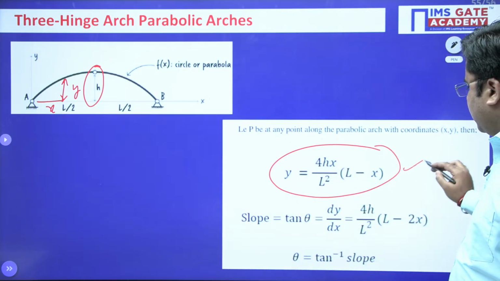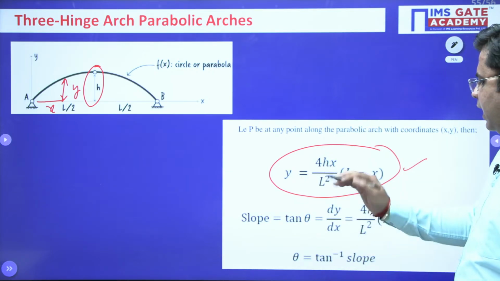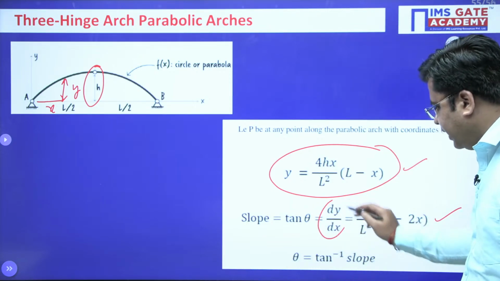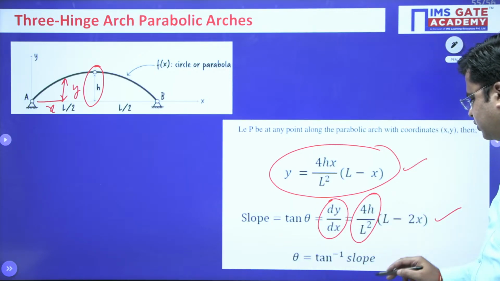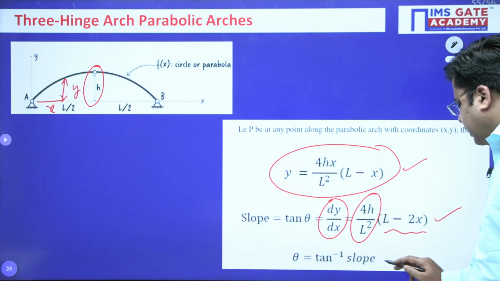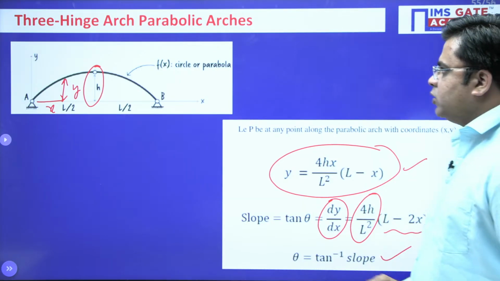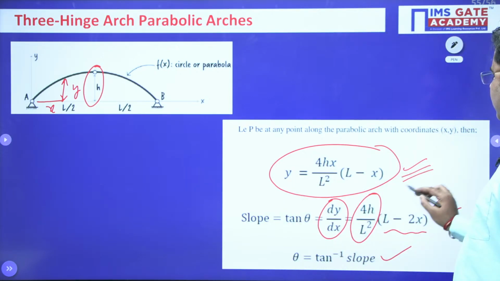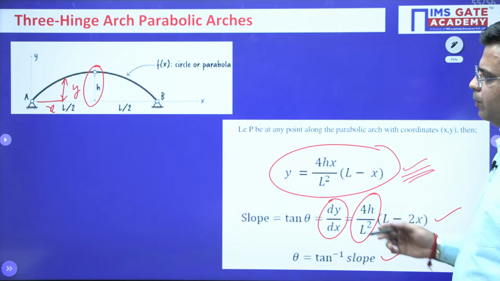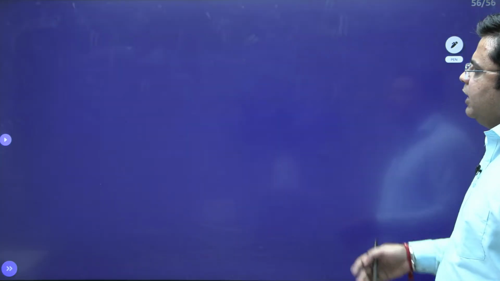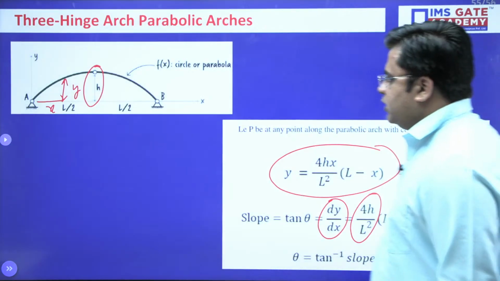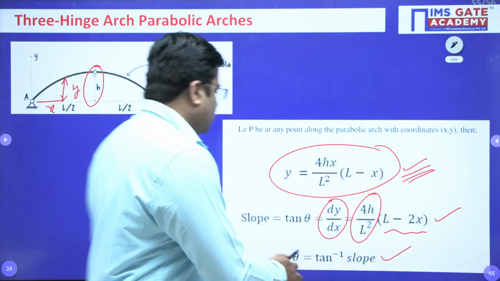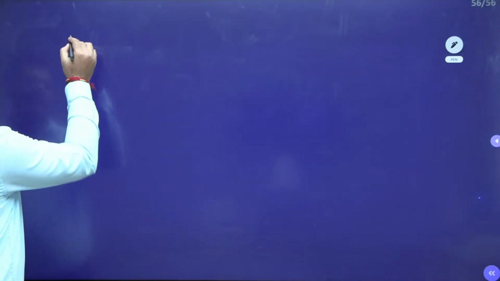So using this simple relation, you can get the value of y and you can also calculate the value of slope. So slope tan theta is equal to dy by dx, which is equal to 4h by L square into (L minus 2x). Here theta is tan inverse of the slope. So for a parabolic arch, you can calculate different values of y using this relation, and this is one of the important relations when we talk about the 3-hinge parabolic arch, right? So, this is all about the structural analysis up till this point. Moving on to the last point, if you need to draw the influence line diagram, right.